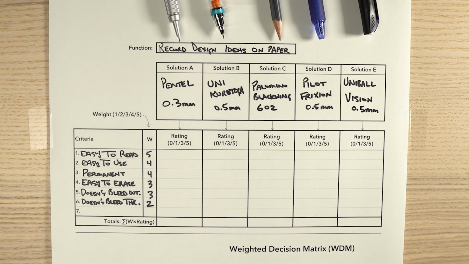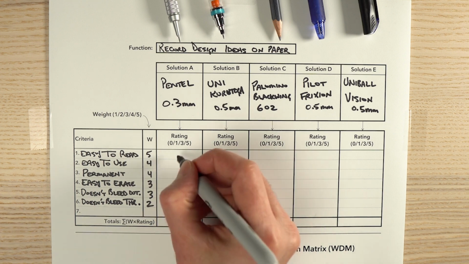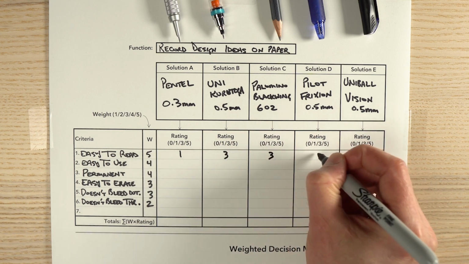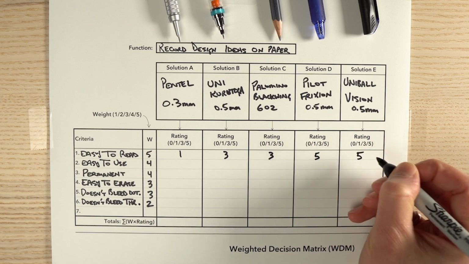Let's move to rating. I'm going to do this quickly, but you should be able to justify every rating. I have tested all of these against the criteria. I always rate in rows instead of columns, so I'm comparing all of the solutions against one criterion. I also force myself to rate with 1, 3, and 5 to push the totals farther apart for a clearer answer. Easy to read. 1, 3, 3, 5, and 5.